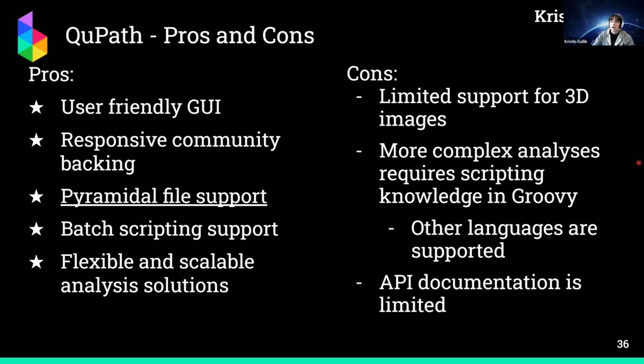Some of the cons are that it does have limited support for 3D images. So while you can open up 3D images in QuPath, you're not really able to analyze them in 3D the way that you might like to be able to. More complex analyses will likely require scripting knowledge, and QuPath's native language is Groovy. There are other languages that are supported though. And as of right now, the API documentation, so what the different commands are called in Groovy, is a little bit limited. So hopefully now that his team is growing, some of that might be expanded upon in the future.